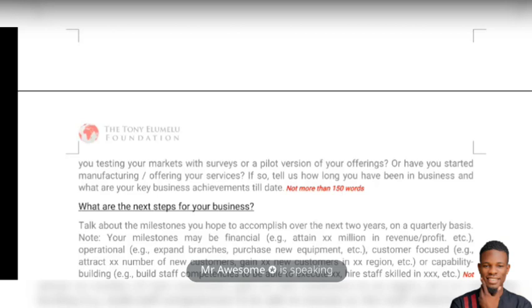Mention, and please, this is TEF, make sure your business is not more than 3 years old. Please find a way. Make sure you don't highlight that your business is more than 3 years old. If it is, do not mention at all, because you'll be disqualified at once. And then what are your key business achievements to date?